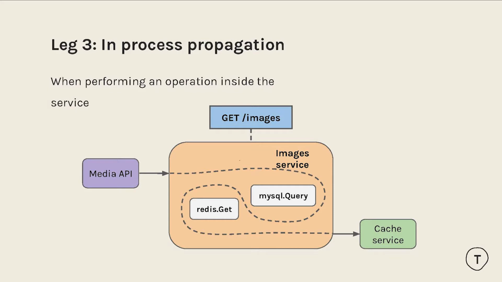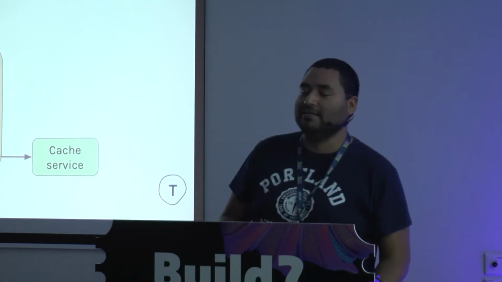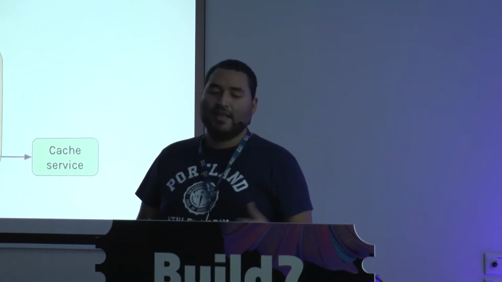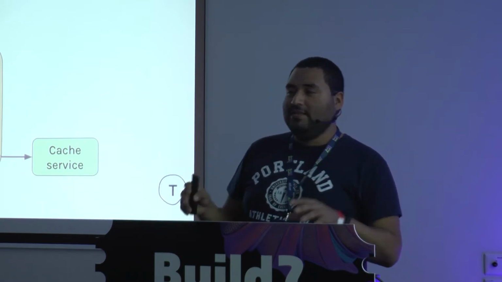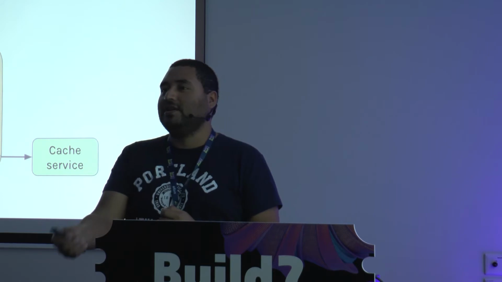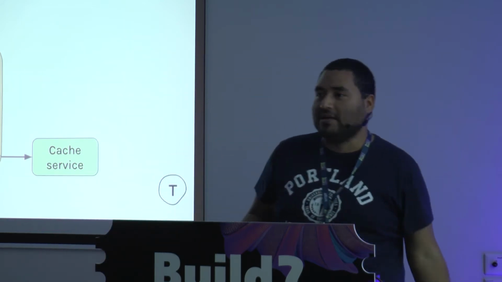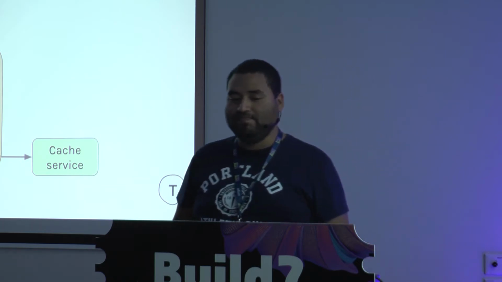And finally, we have the in-process propagation. In-process propagation is local, right? You have the image service, which does operations with its internal dependencies. The database, let's say you have a Redis cache, and then this image service will say, okay, I create this span because I did this query to the database, or I will create this span because I did this marshalling that was expensive, right?